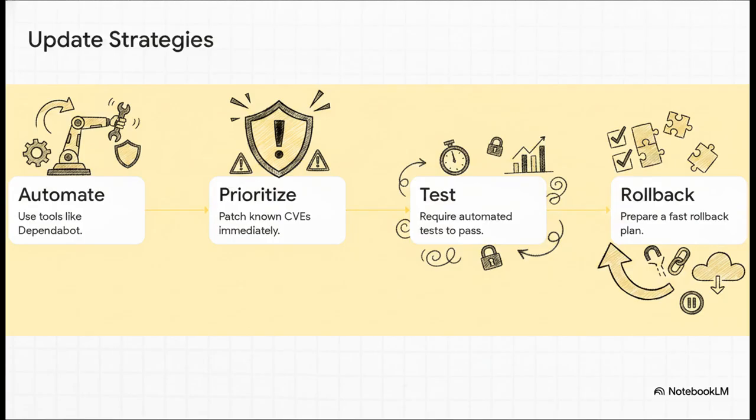And let's be honest, manual updates simply don't scale. You need an automated strategy. First, automate your monitoring with tools like Dependabot. Second, prioritize those security patches above all else. Third, absolutely require your automated tests to pass before any update merges into your code. And finally, always have a fast rollback plan ready to go just in case an update breaks something in production.